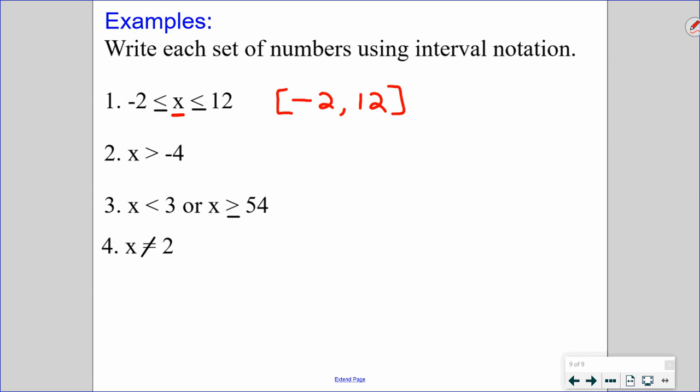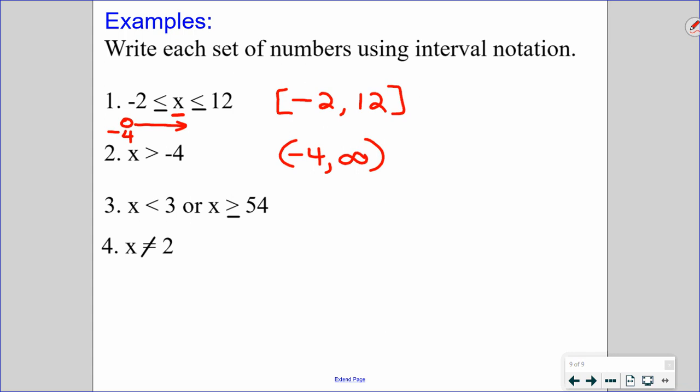All right, number 2, x is greater than -4. So again, if you find it easier, just sketch, like we were graphing it on a number line. -4 is here. It would be an open circle and then an arrow pointing to the right. So in interval notation, this would be parentheses -4, comma, infinity, parentheses, close your parentheses.